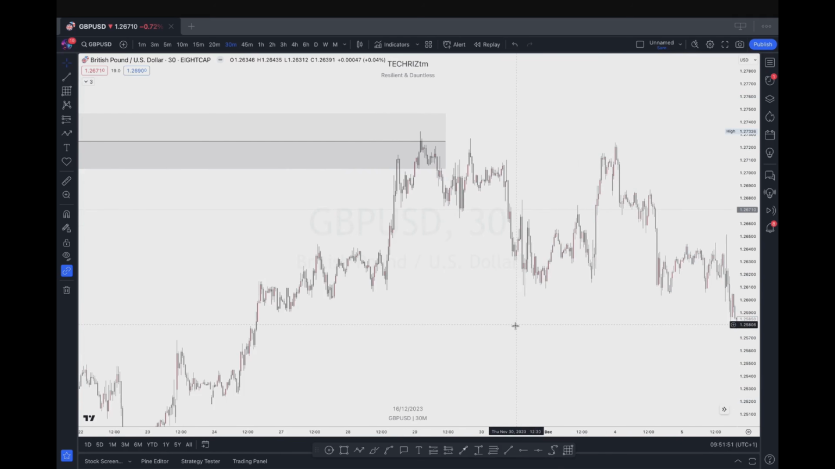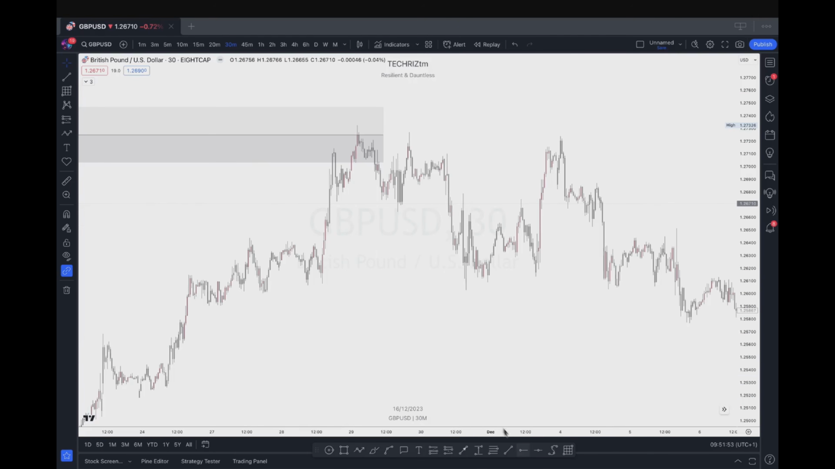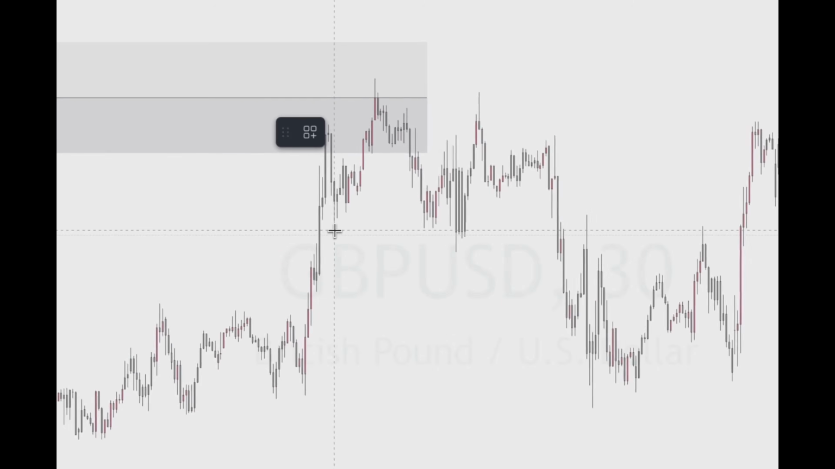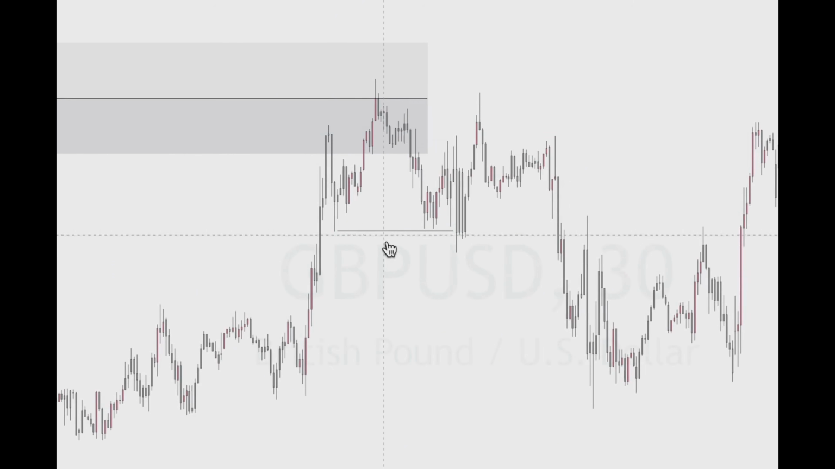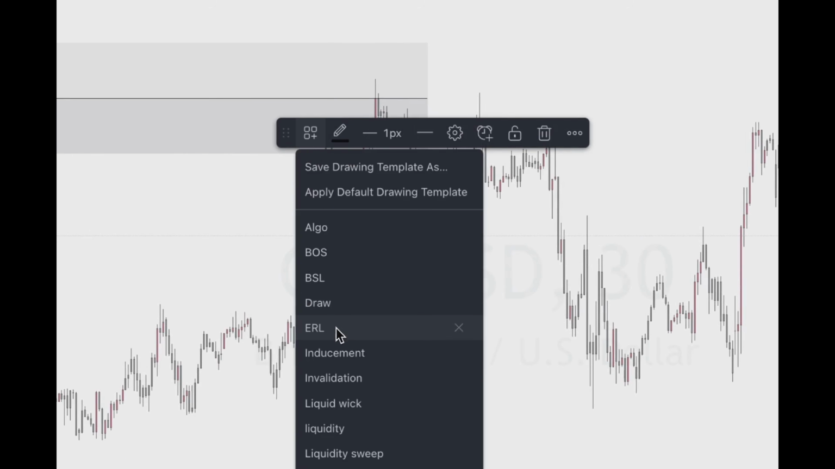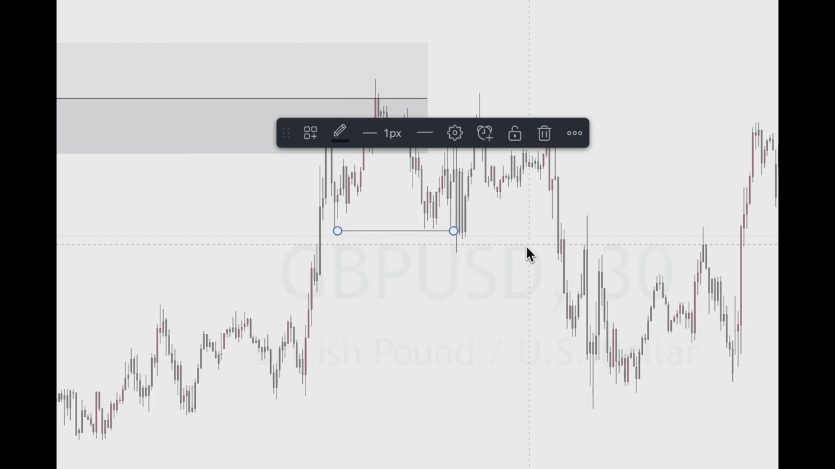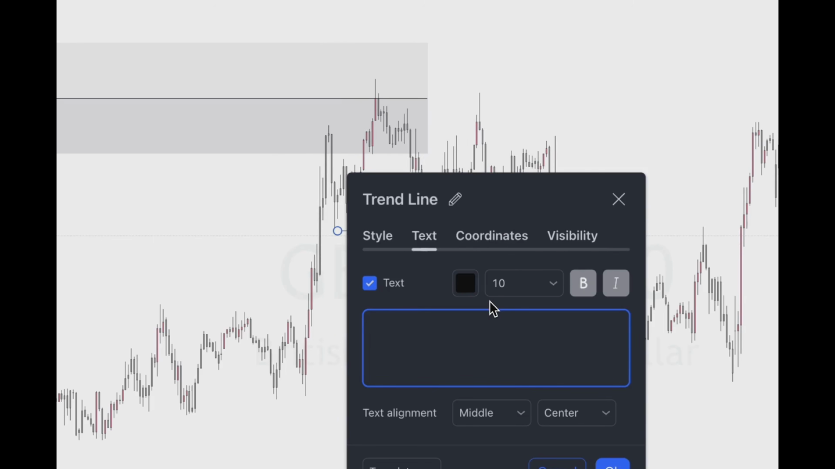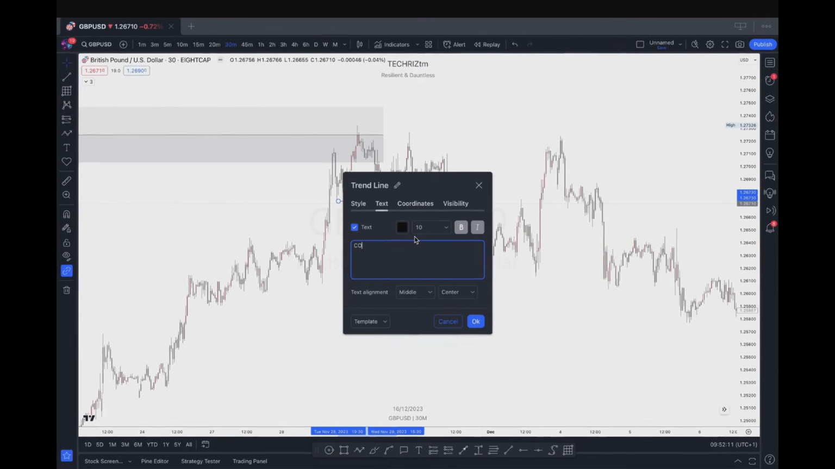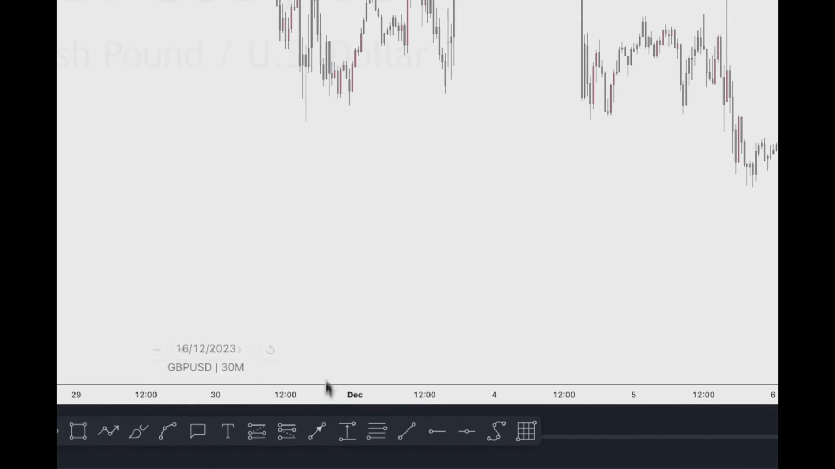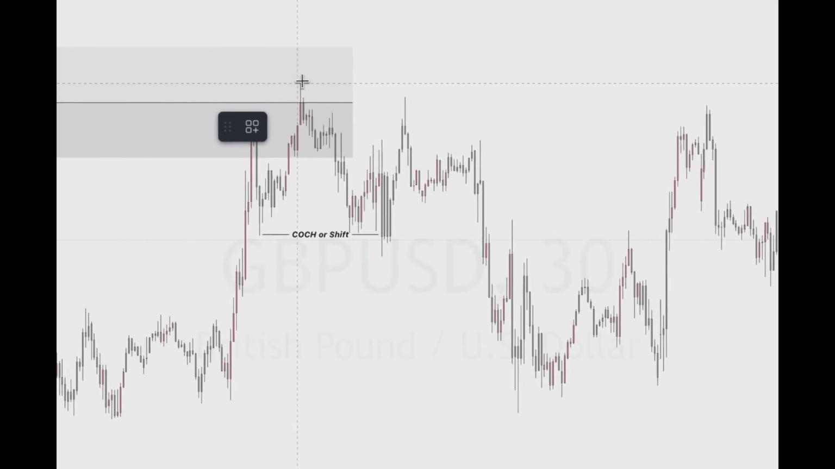Now there was a shift that happened here. Call this CHoCH, or shift. That shift happened there, and price had already mitigated here, the other block.